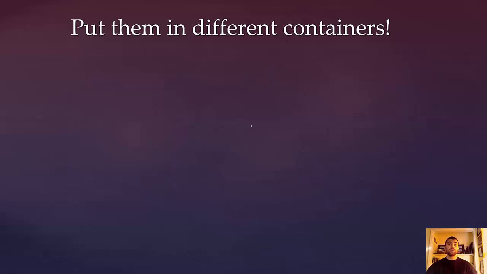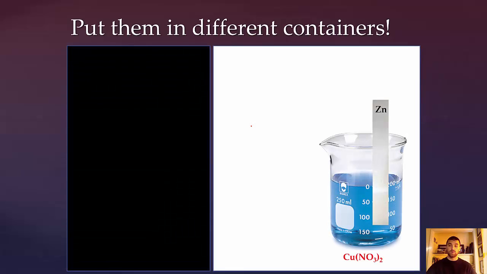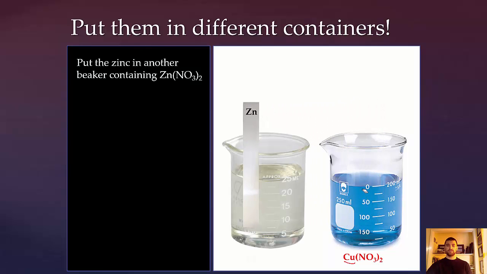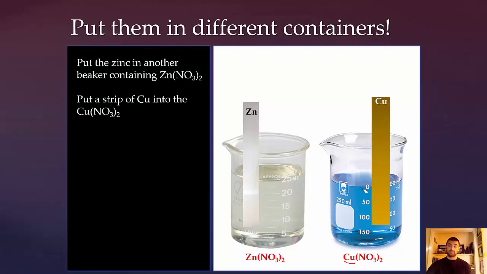So what you do is you put them in different containers, because if you had just one container with the copper ion and the zinc metal, the electrons would be transferred directly to each other right where the zinc hits the copper, and we don't want that. So you put zinc in another beaker that has the zinc ion in it too, right? So we get another big beaker with zinc nitrate or something. Now we also need to do the same for the other one. We take a strip of copper and put it into that copper nitrate solution, right?